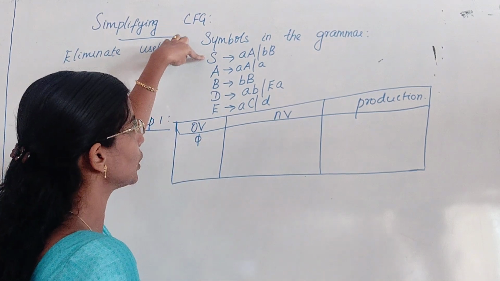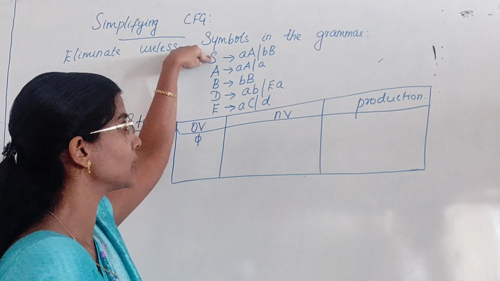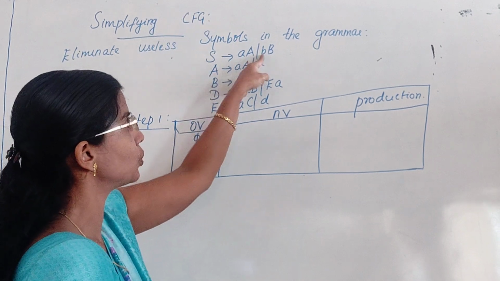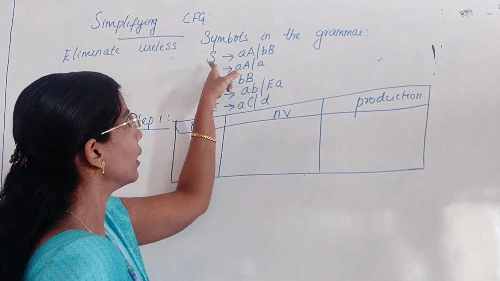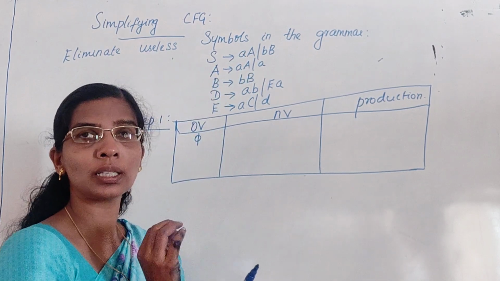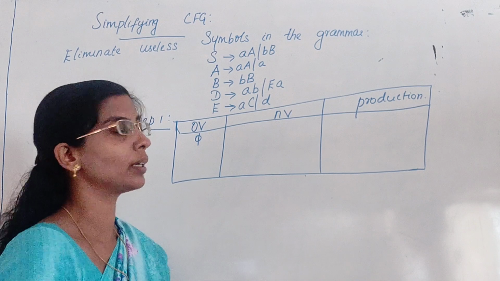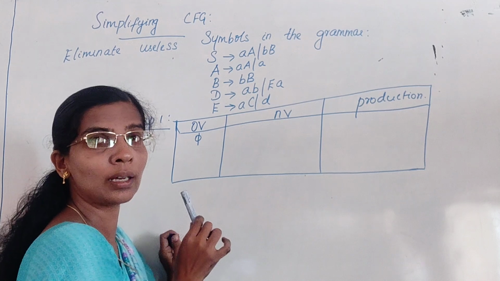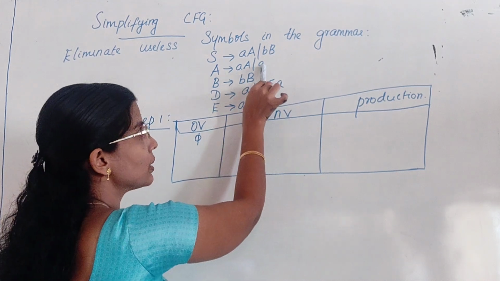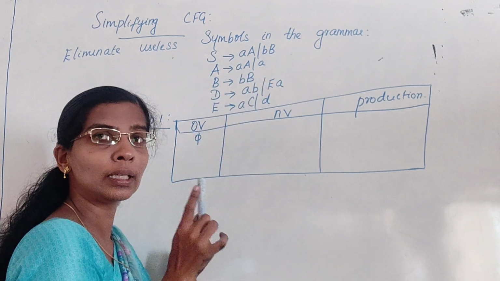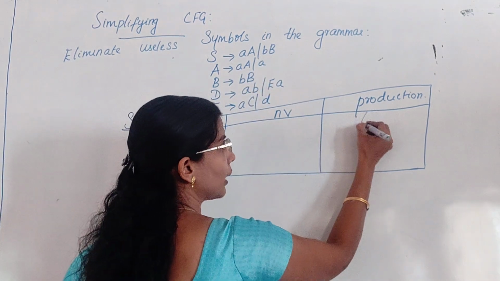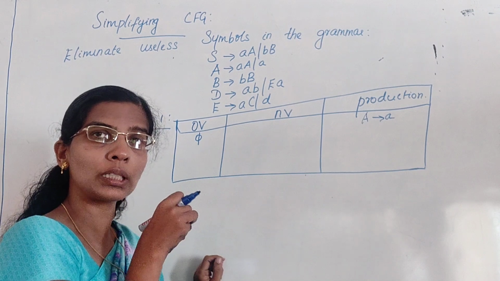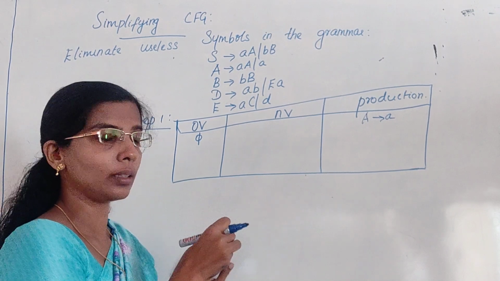Take the first production. I have 2 S productions as I said earlier. S tends to AA is one production and S tends to BB is another production. Both the S productions do not have only terminals in RHS. Coming to A production, the first production doesn't have only terminals in RHS. But take this second one, A tends to a, it has only terminal in RHS. So write that production, A tends to a. What am I doing? I am picking the production that has only terminals in RHS.